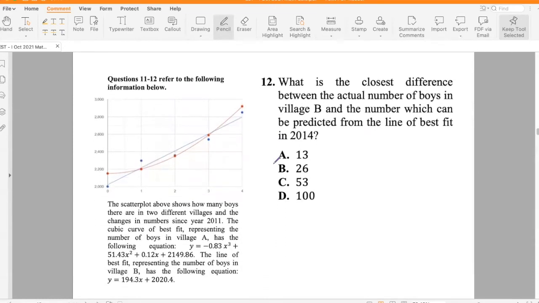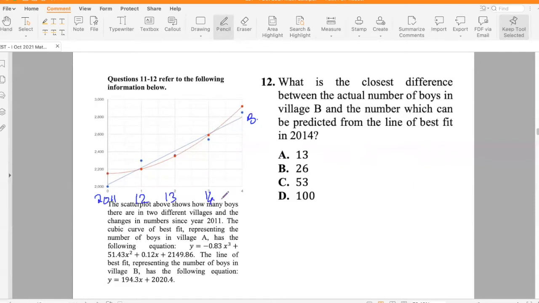What is the closest difference between the actual number of boys in village B and the number which can be predicted from the line of best fit in 2014? Okay, so village B is the line of best fit, and 2011, 12, 13, and number of years, right? And this is 14. Okay.